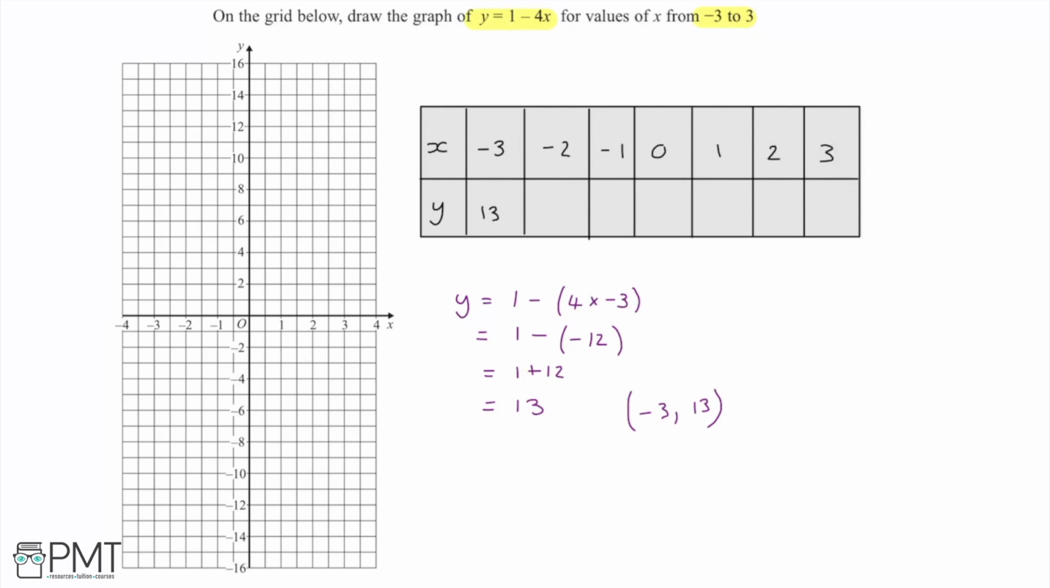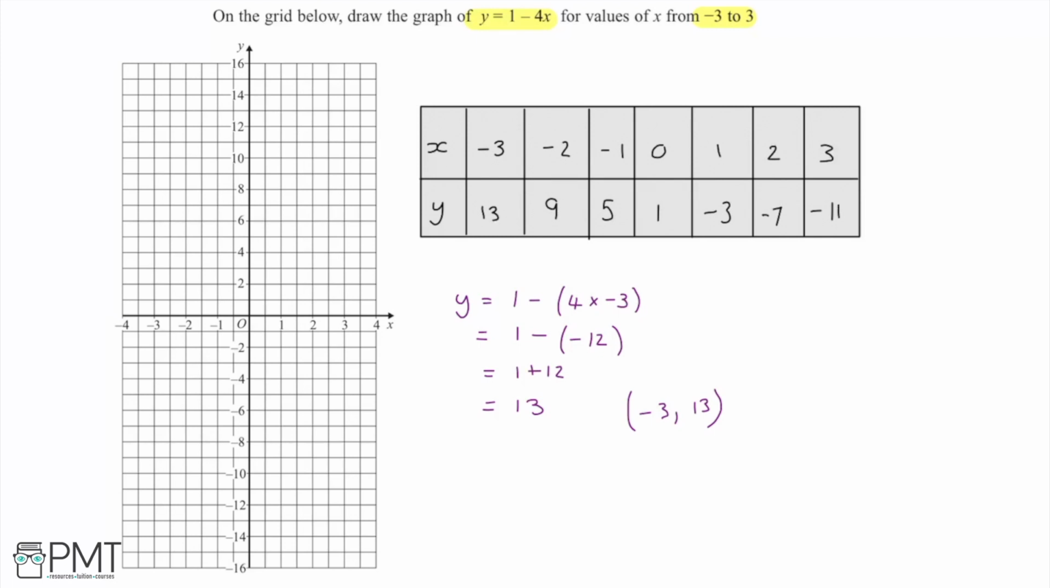So I can do the same thing. So for minus 2, 1 minus 4 lots of minus 2, and that gives me an answer of 9. For minus 1, I'm going to get an answer of 5. 0 is going to come out as 1, as that's the y-intercept of the graph. So that's going to be the plus c part, which is 1 in this equation. For 1, I get minus 3, minus 7, and then minus 11 here.